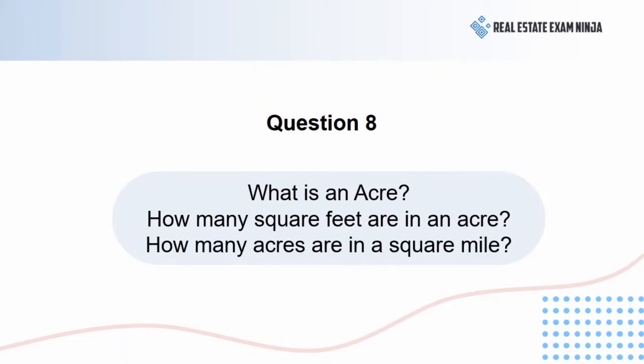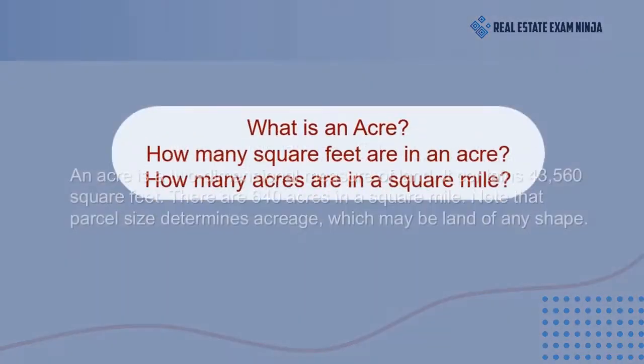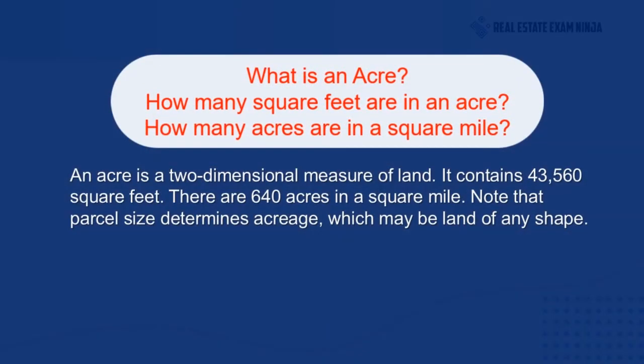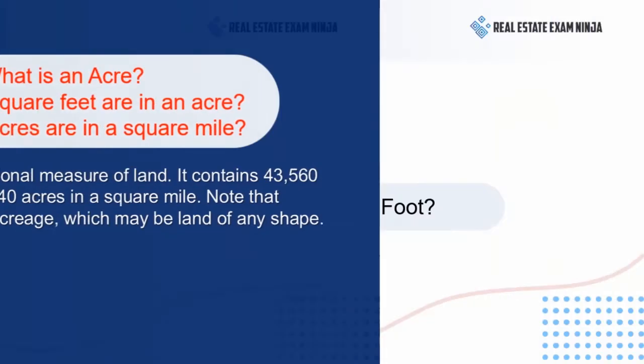What is an acre? How many square feet are in an acre? How many acres are in a square mile? An acre is a 2-dimensional measure of land. It contains 43,560 square feet. There are 640 acres in a square mile. Note that parcel size determines acreage, which may be land of any shape.